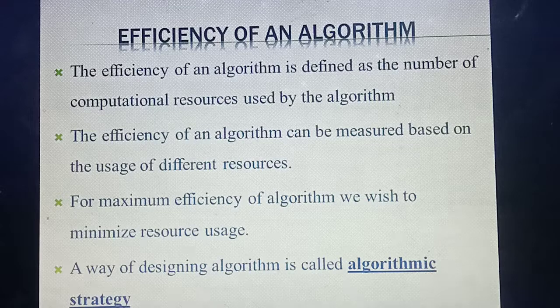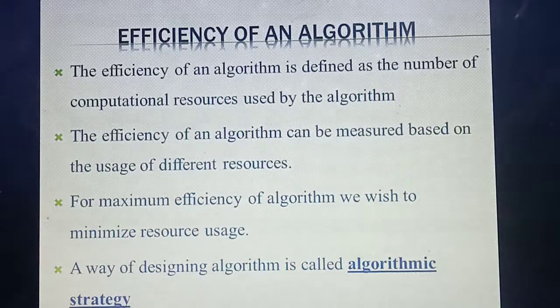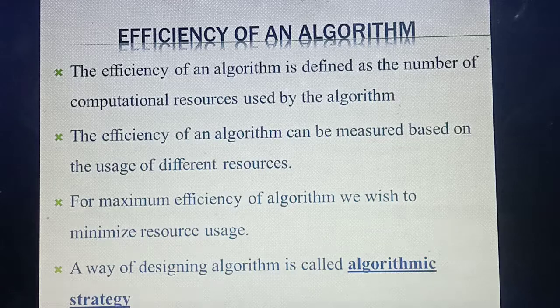Listen carefully. For printing something, whether you will turn on the speaker, use the projector, or use the scanner? No, only the printing machine alone you need to turn on and you will take a printout, isn't it? A lot of resources will be there, but based on your needs, you are going to use only the particular resource alone. Same concept only, listen. So efficiency of an algorithm: a lot of resources will be there, but based on your algorithm only a particular resource is required. So you are going to use that resource alone. That is called efficiency.